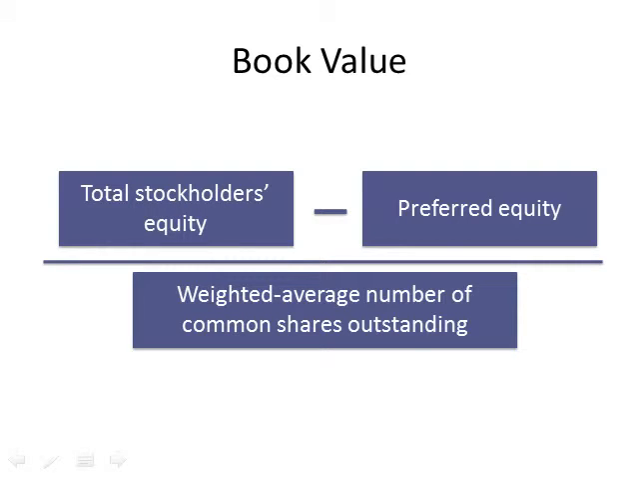And so book value per share of common stock is simply common stockholders' equity divided by the number of shares of common stock outstanding. Common equity equals total equity less preferred equity. Book value per share indicates the recorded accounting amount for each share of common stock outstanding.